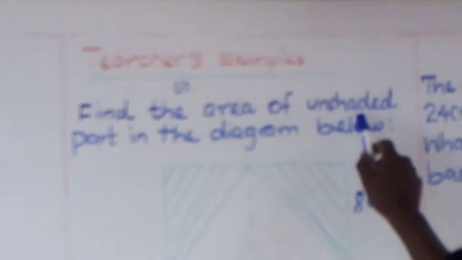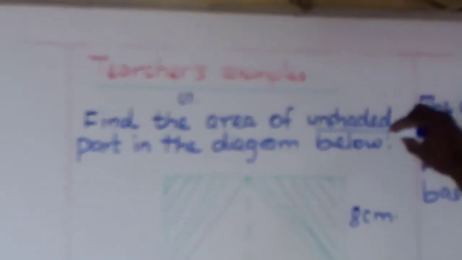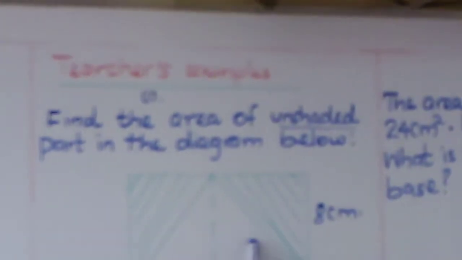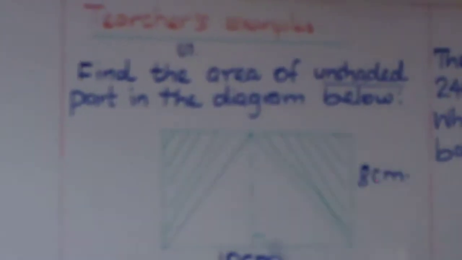Let's look at the teacher's example number 1. They say, find the area of the unshaded part. Remember, it's the unshaded part, not the shaded, but the unshaded part. The unshaded part is that one. The shaded part is that one.